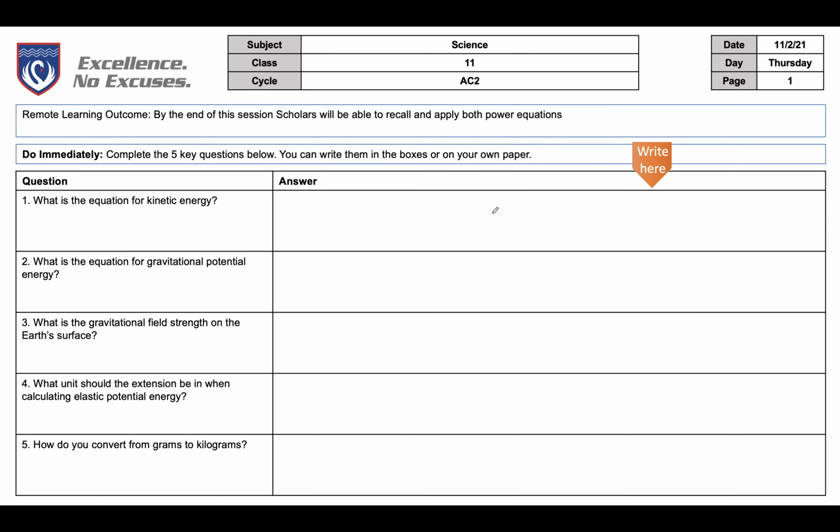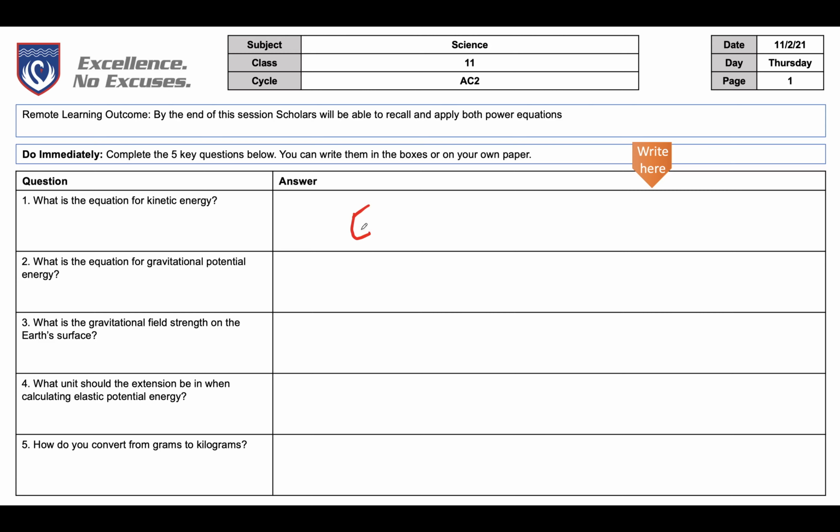Hi again, Year 11. Today we're going to move on from those four energy stores and look at applying the two power equations that we need to know. Today's work is going to lean heavily on those four energy store calculations, but we're adding a little bit more to it. If you haven't had a chance to do the Do Now yet, please have a go and then come back to the video and check that you've got the right answers.